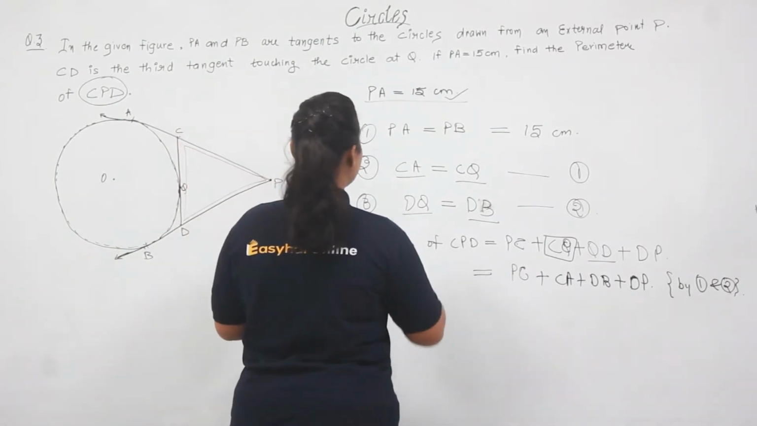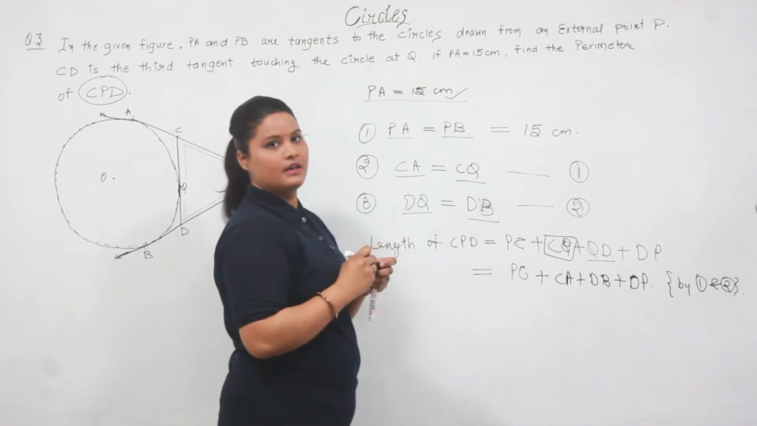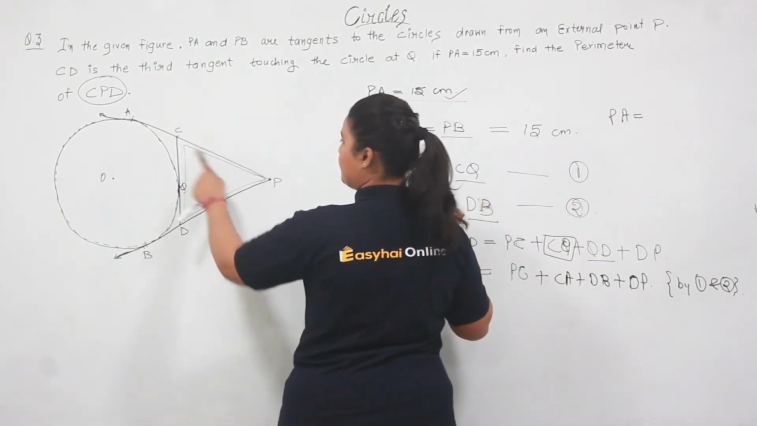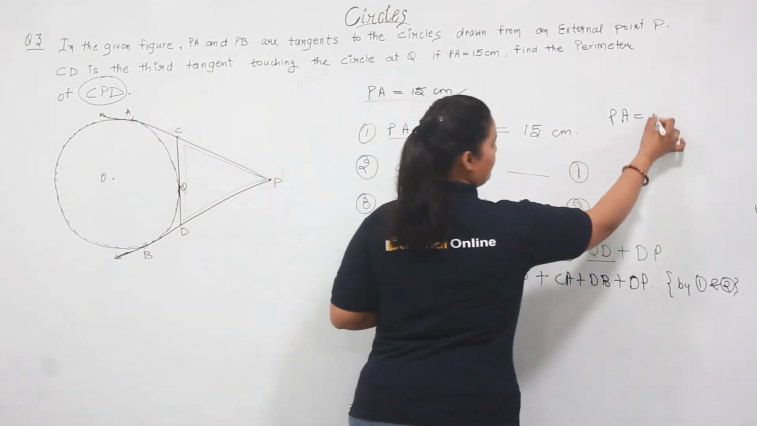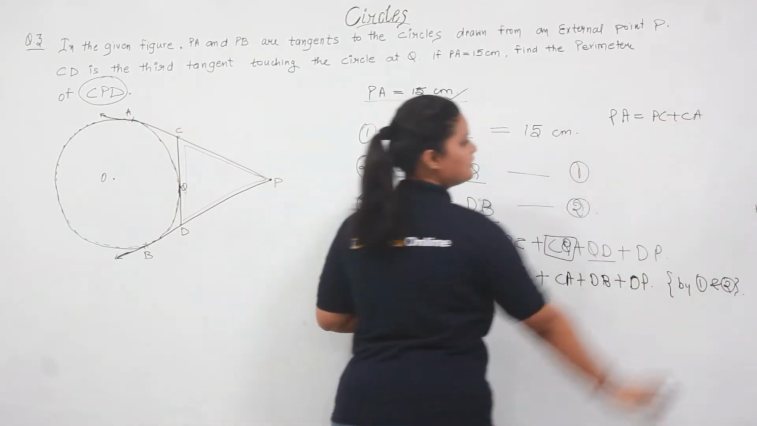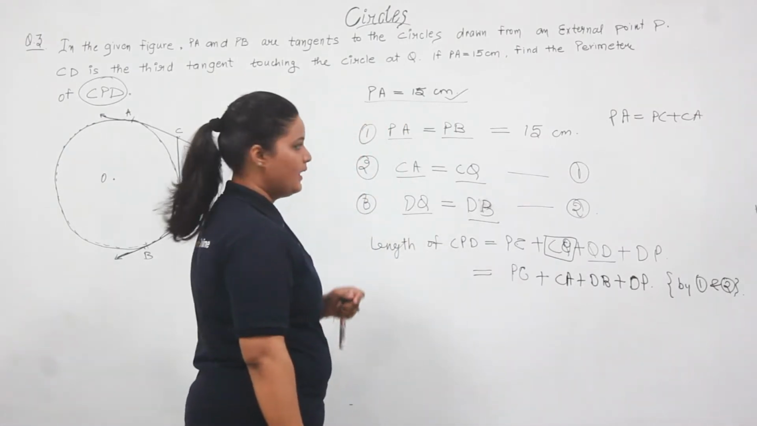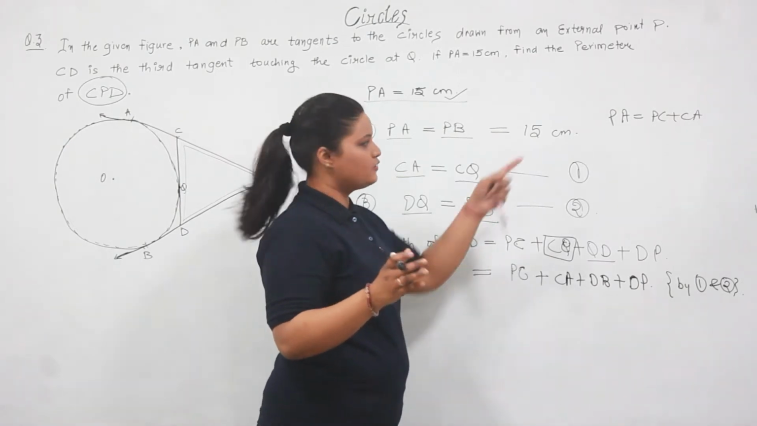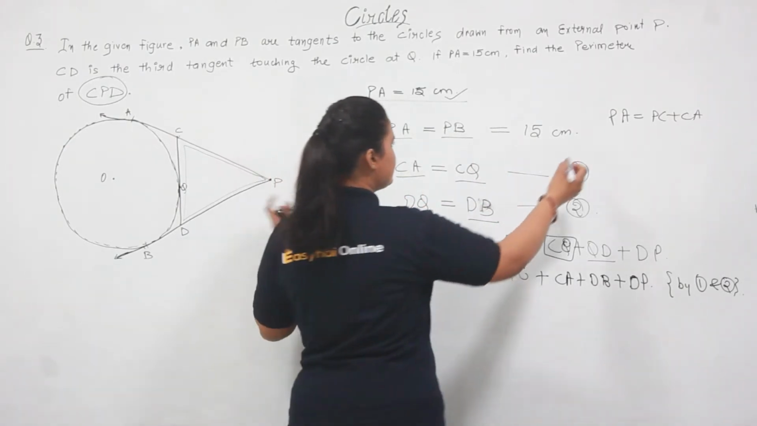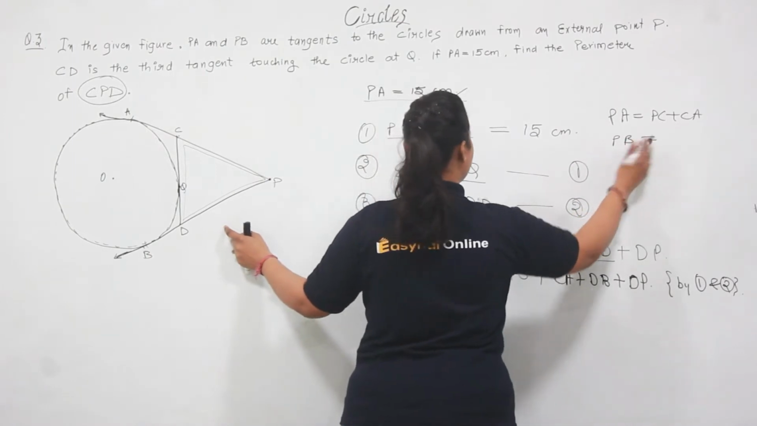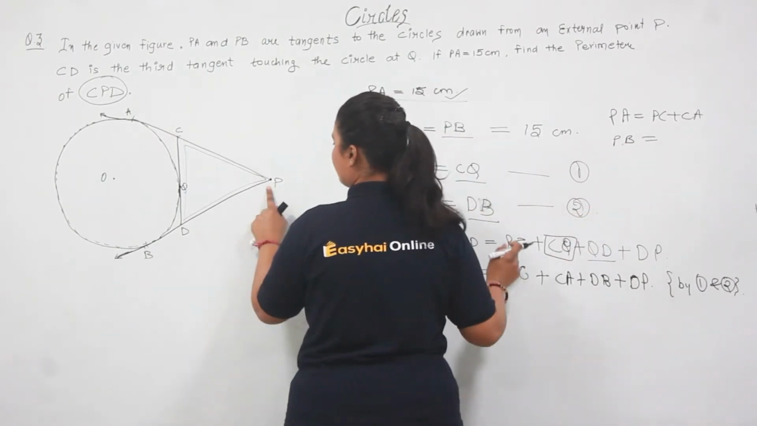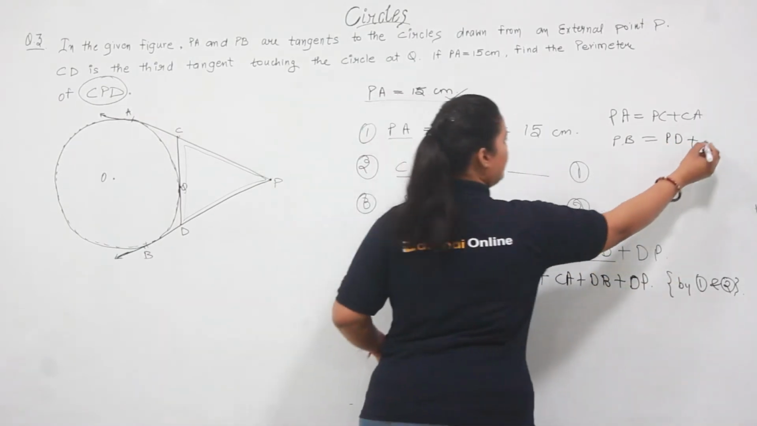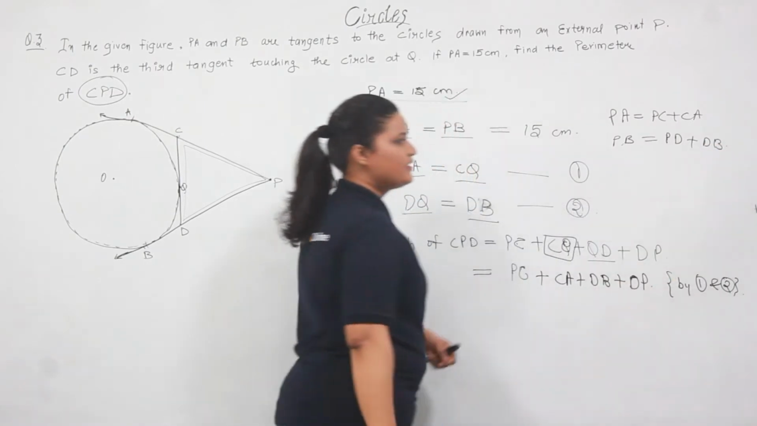Now just look at this PA and PB. Can I write PA is equal to PC plus CA? PC plus CA? Yes or no? Obviously, because I am just breaking the length. It is the whole complete PA. And similarly, PB is equal to PD plus DB. Right?